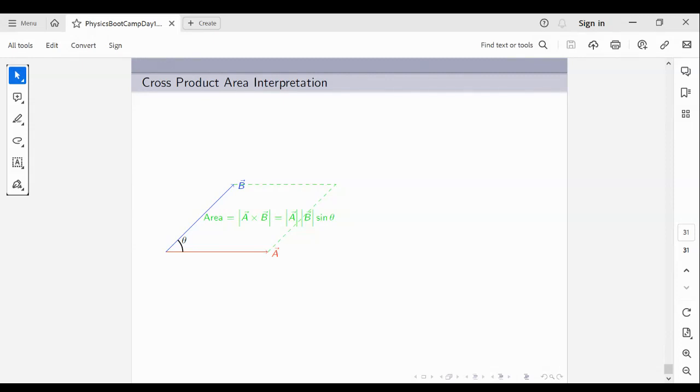Well, torque for one thing. Torque equals the radius cross product with the force. Find out how fast something is rotating or how fast its rotation is changing. Torque is equal to R cross F.